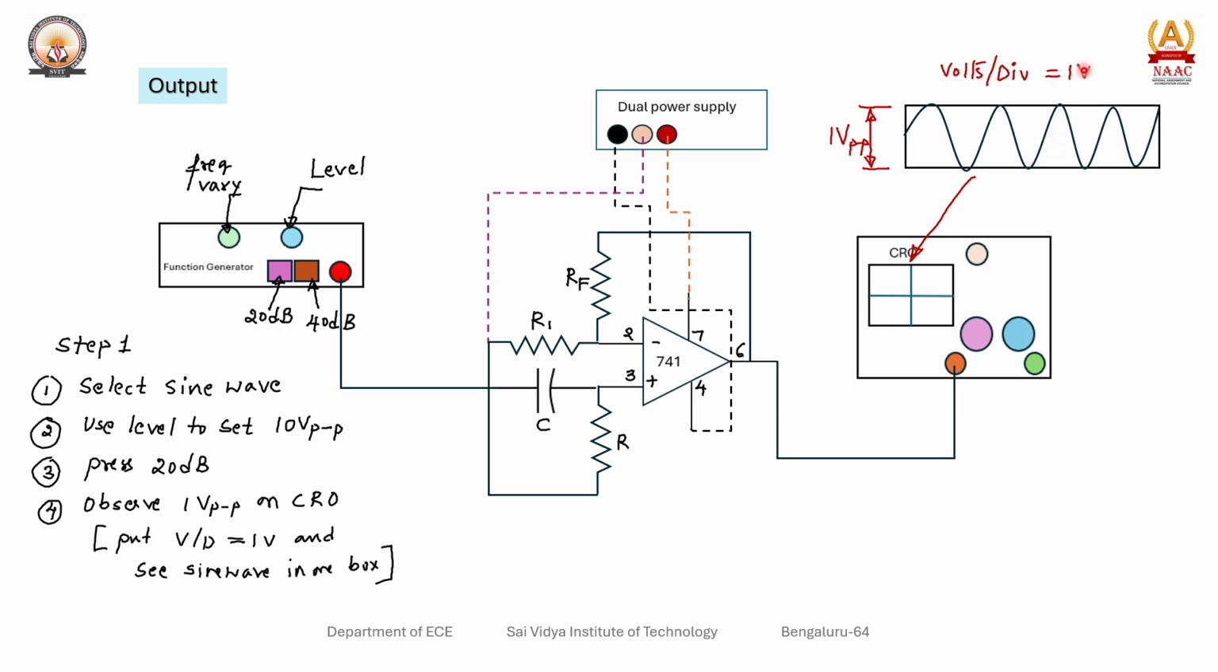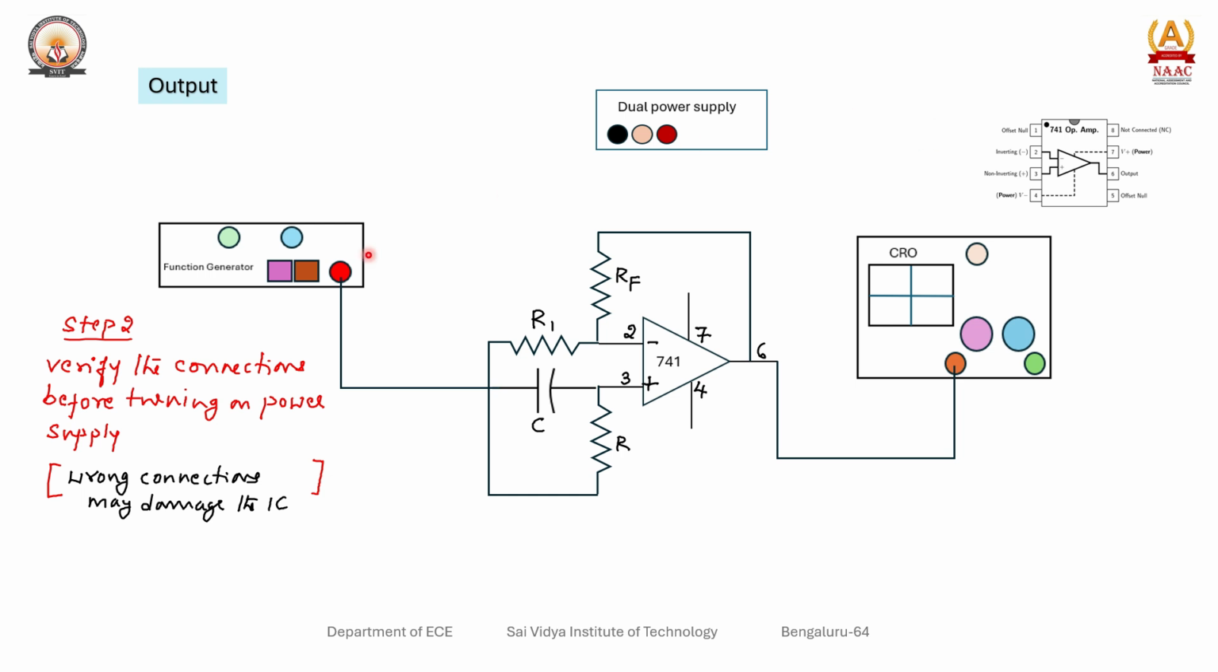Here you have to observe that you have kept the volts per division at 1 volt. What is the meaning of volts per division equal to 1 volt? You are clearly observing the positive peak and negative peak within one block. That means the peak to peak amplitude is 1 volt.